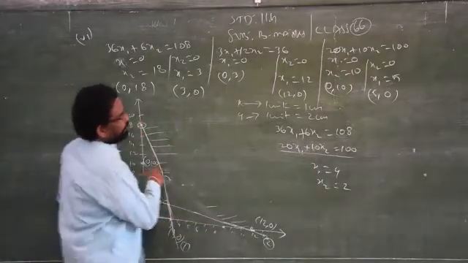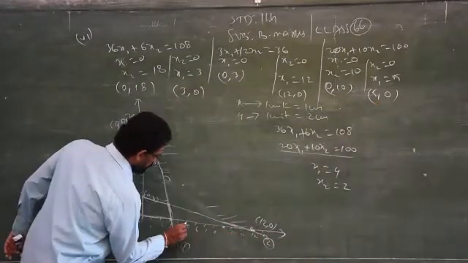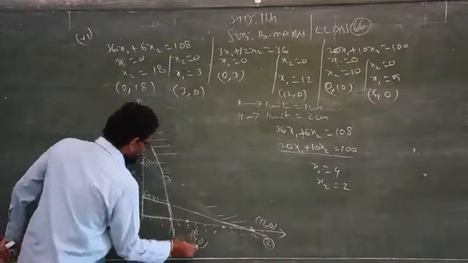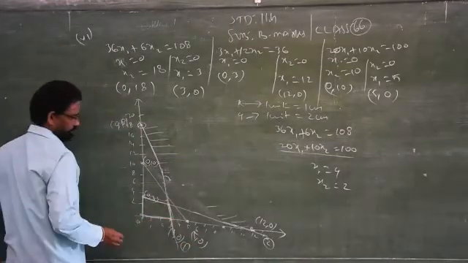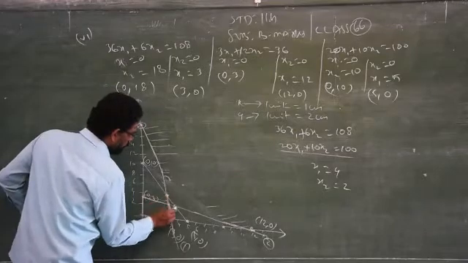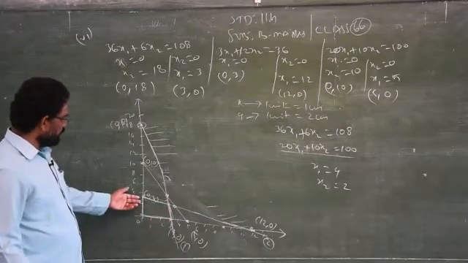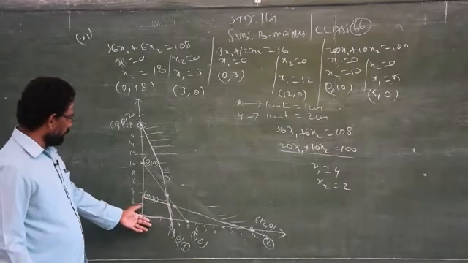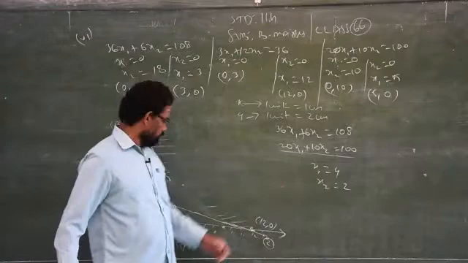0 comma 10, 5 comma 0, here will come 5 comma 0. Now you have to connect this one. So these 2 points you have to find out, clear. So now if you plot properly then you will get exactly the answer as 4 comma 2 by solving these 2, clear.